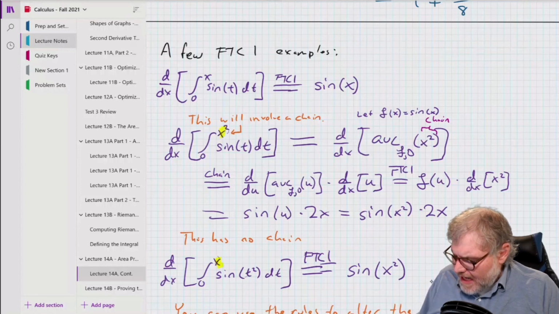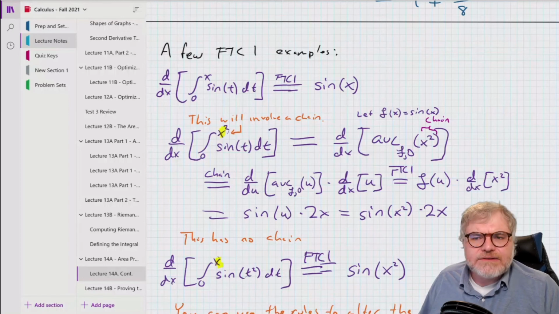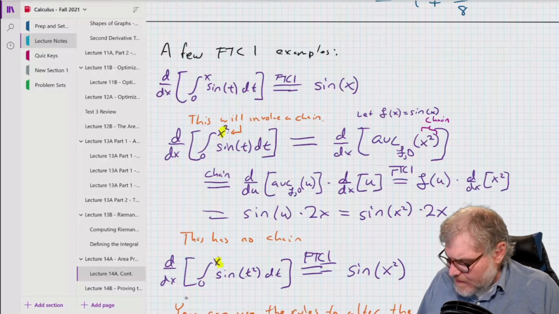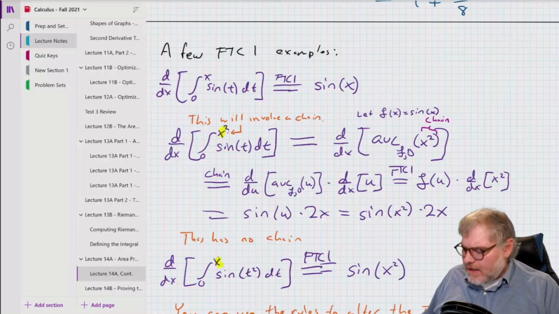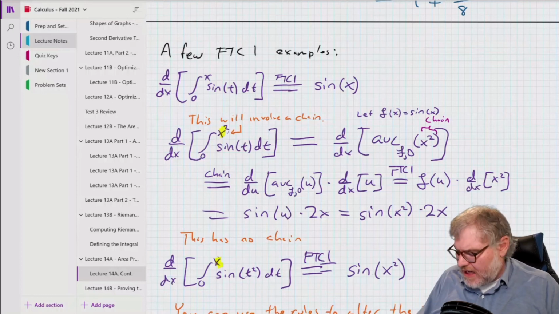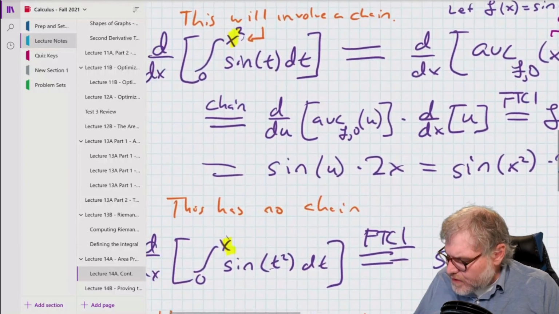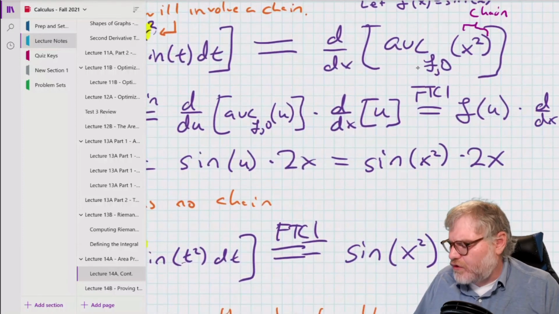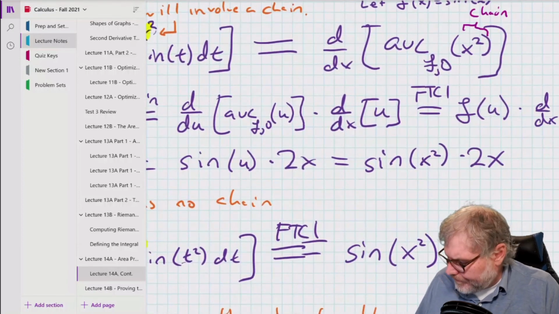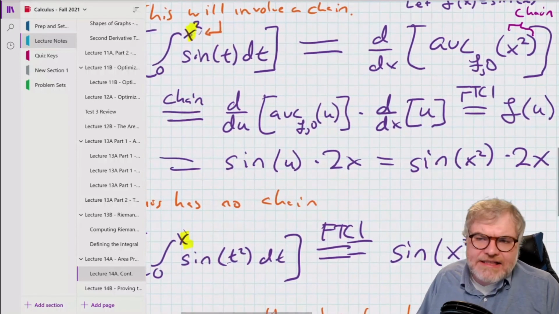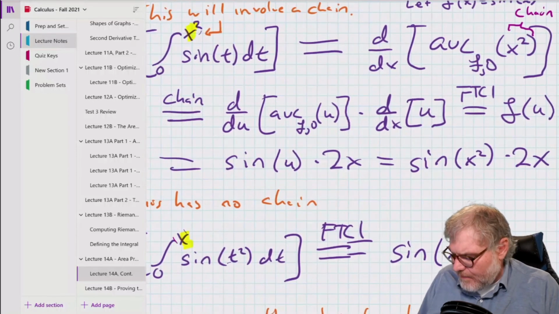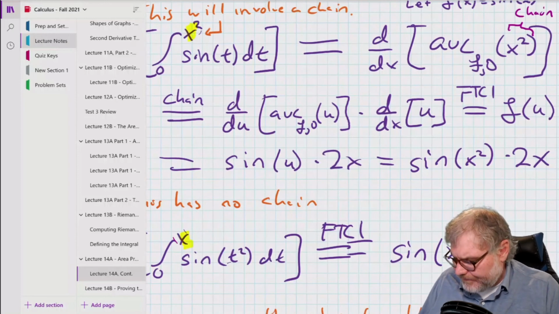This one, on the other hand, has no chain because the t squared is the thing getting changed. So the derivative with respect to x of the integral from 0 to x of sine of t squared dt is simply sine of x squared. There's no chain. I just take the x and I plug it into the function. This is where the action is, that upper point, which was part of the point of doing the AUC notation. That's where the x is. That's where the action is, right there, when you're using FTC1.